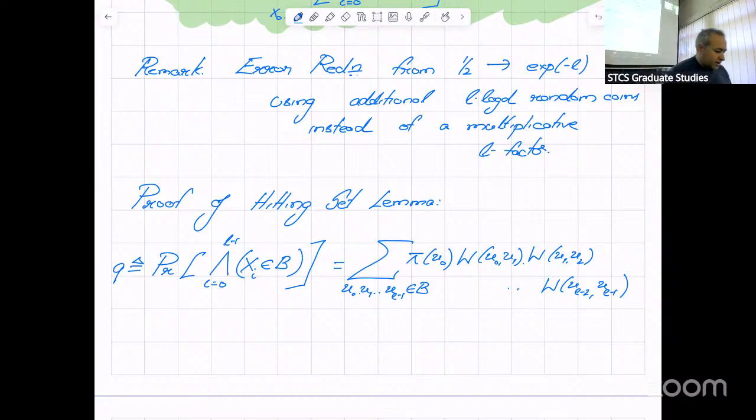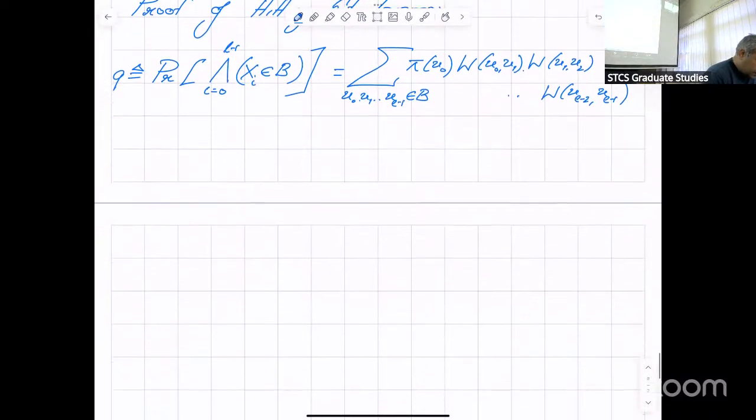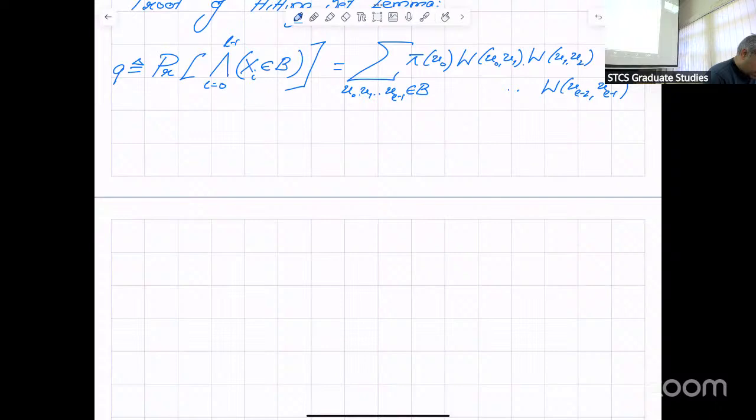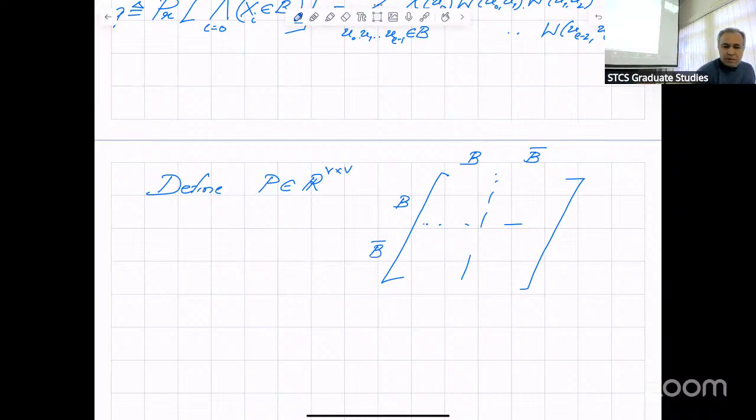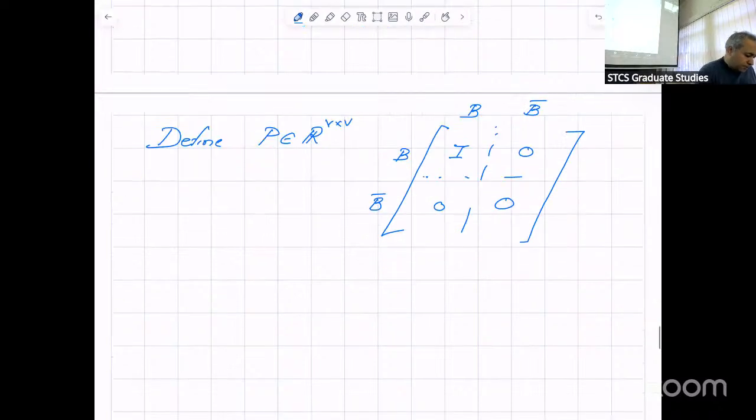So let's define this matrix, because everything here is matrices. Let's define the matrix P in R of V cross V. Think of the rows and columns as B, B complement, B, B complement. In the B block, I'll put the identity, and everywhere else I'll put 0. I'm ordering the vertices as B, B complement.